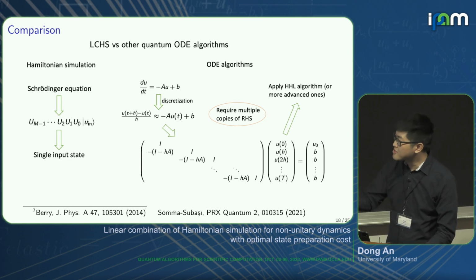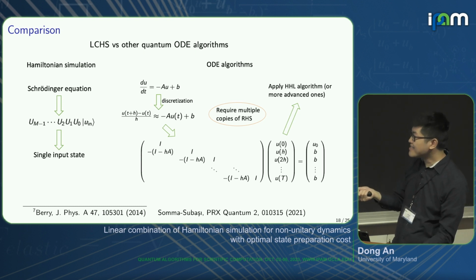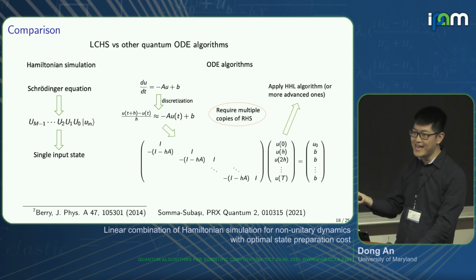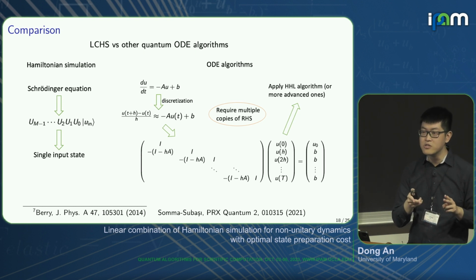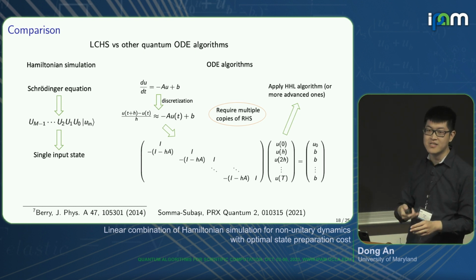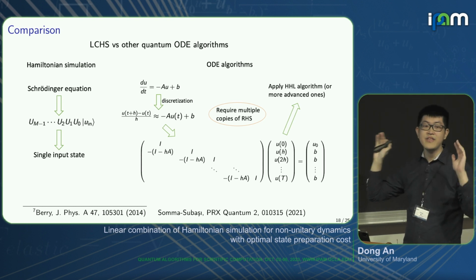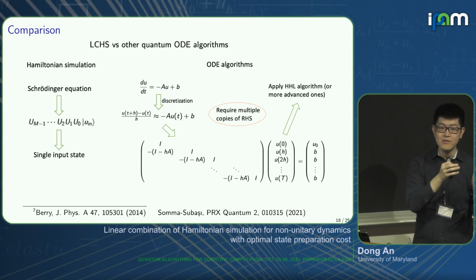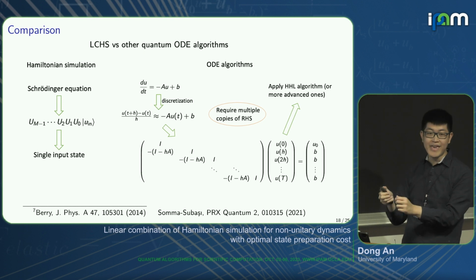So in the approach for Hamiltonian simulation, we only need a single copy of the input state. But if we consider this general approach, then we really need multiple copies of the right-hand side. And it can be costly if the initial state preparation oracle is very expensive. And if you think of our approach using linear combination of Hamiltonian simulation, right?